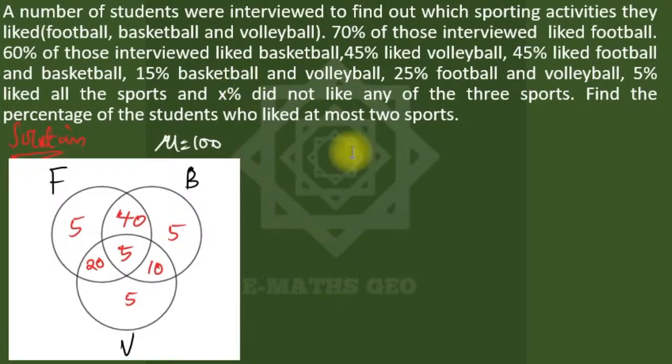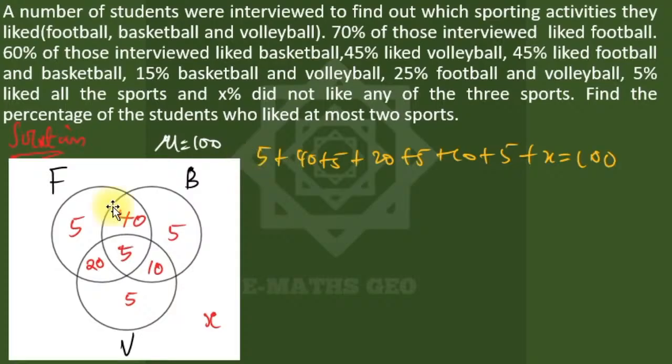Okay, they asked us for the people X who did not like any sport, so it's outside, so it should be X here. So let's get X. We know that if you add everything here, it should be 100. So 5 plus 40 plus 5 plus 20 plus 5 plus 10 plus 5 plus X must give us 100. So let's check: 5, 40, 5, 20, 5, 10, 5, to avoid mistakes. So what do you observe?